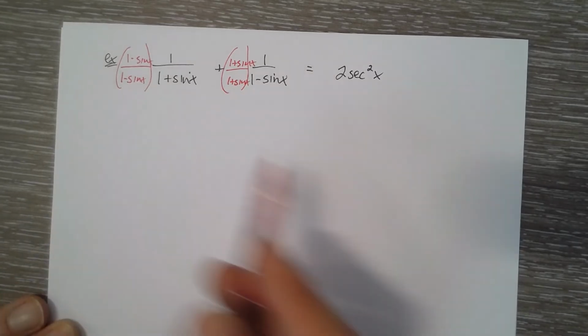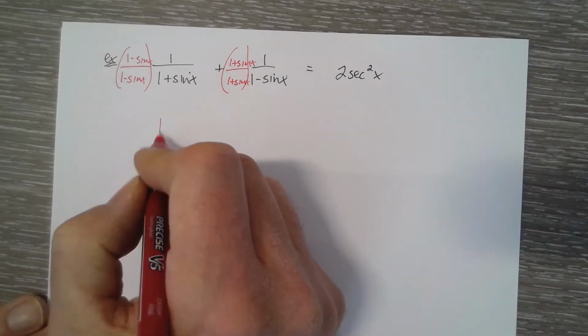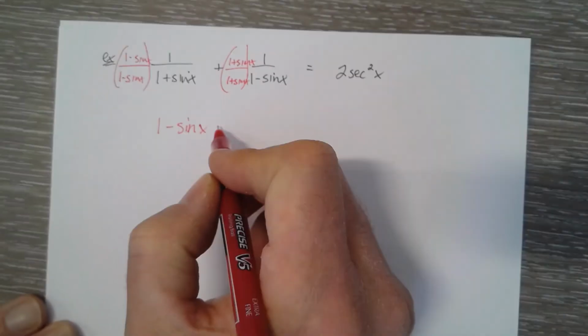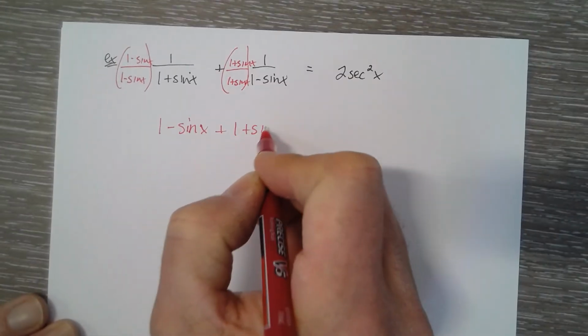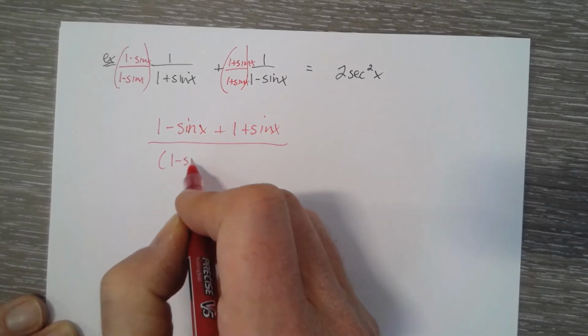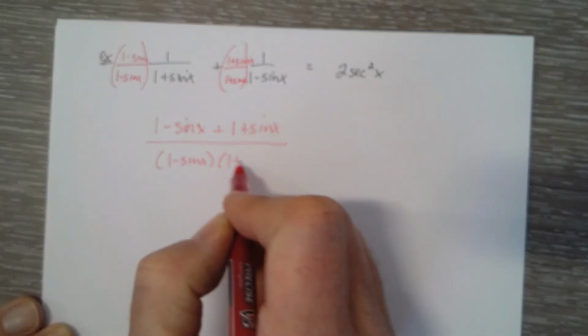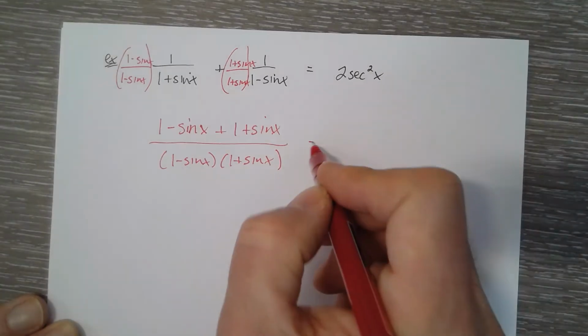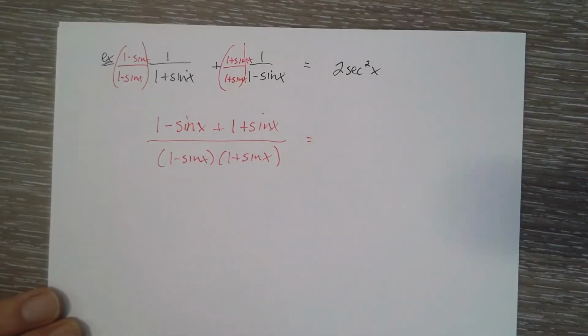I can combine them, so I have 1 minus sine x plus 1 plus sine x. That's my top, and the bottom is 1 minus sine x times 1 plus sine x. All right, we're not quite there yet. What do we think? What can we do?